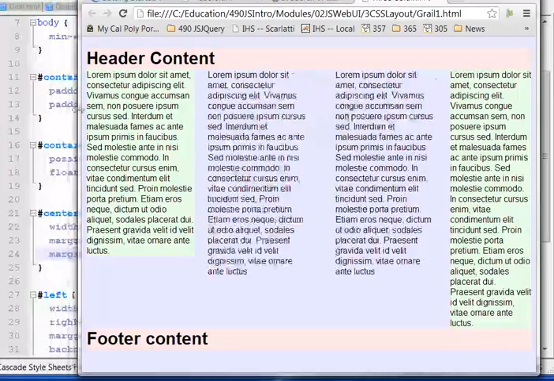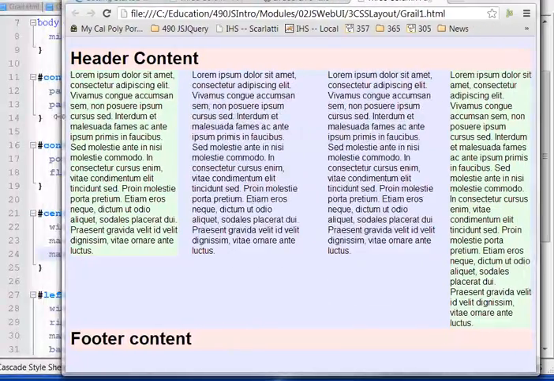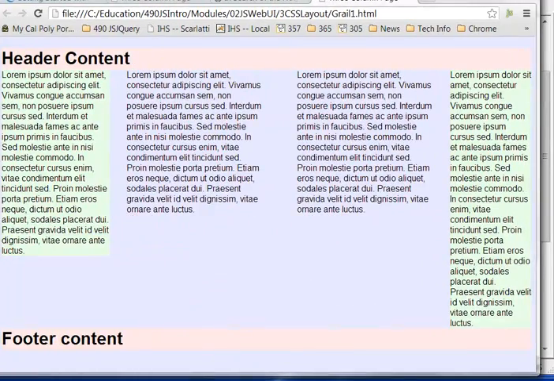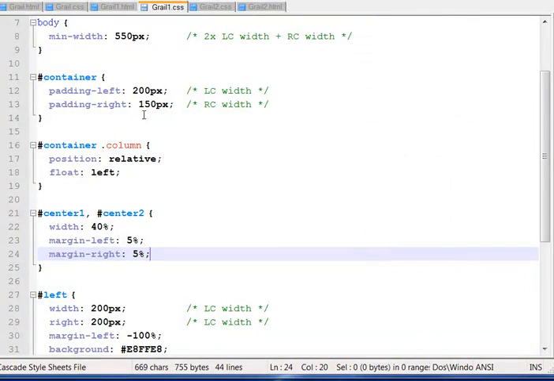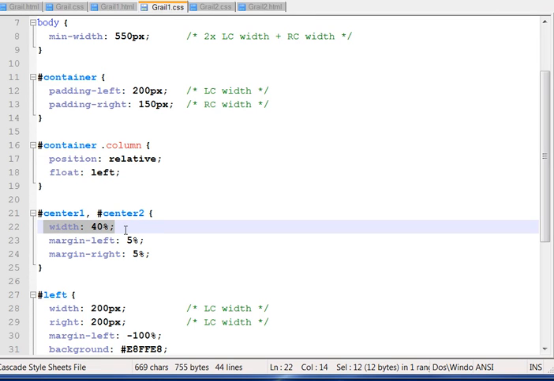Like that, with a bit of margin. Again, doing that for your own code and coming back from a pause. Here's how I did it, and this, by the way, is now Grail 1 in its complete form, .css, and that is to have a width of 40% for those 2 center columns.